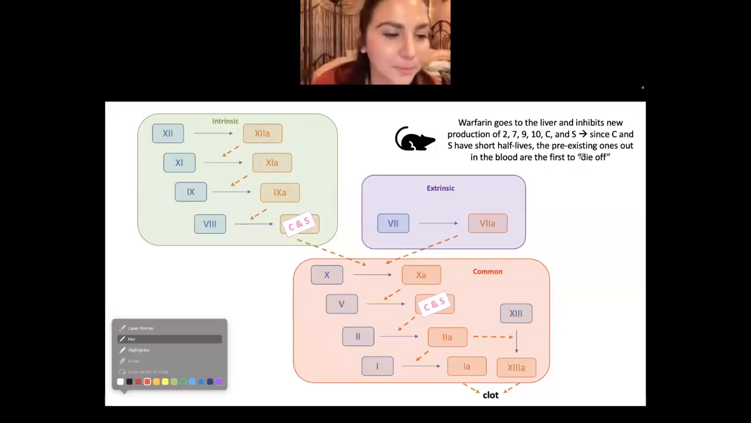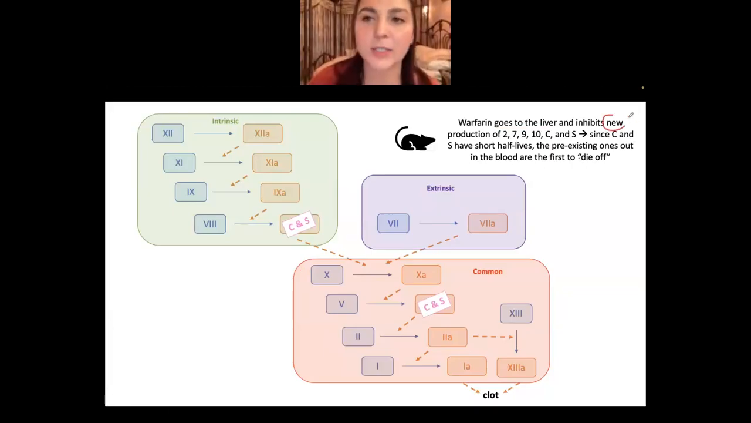Okay, so back here, warfarin goes to the liver, and it's going to inhibit new production of factors 2, 7, 9, and 10, protein C and protein S. Since protein C and protein S have short half-lives, the pre-existing ones out in the blood are the first ones to die off. So out of 2, 7, 9, and 10, C and S are the first ones to die off. Okay? So let's say that's what's going to happen. So we give the patient warfarin. Here it is. It knocks them off, basically, and again, this is not actually what's happening. Remember, it goes to the liver, but it's just for animation, just for fun.